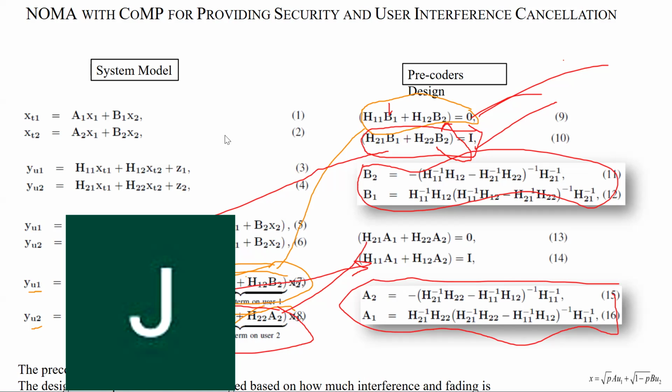This is an example of how we design the precoders in such a way that they remove interference, remove fading, and guarantee security against both internal and external eavesdropping.